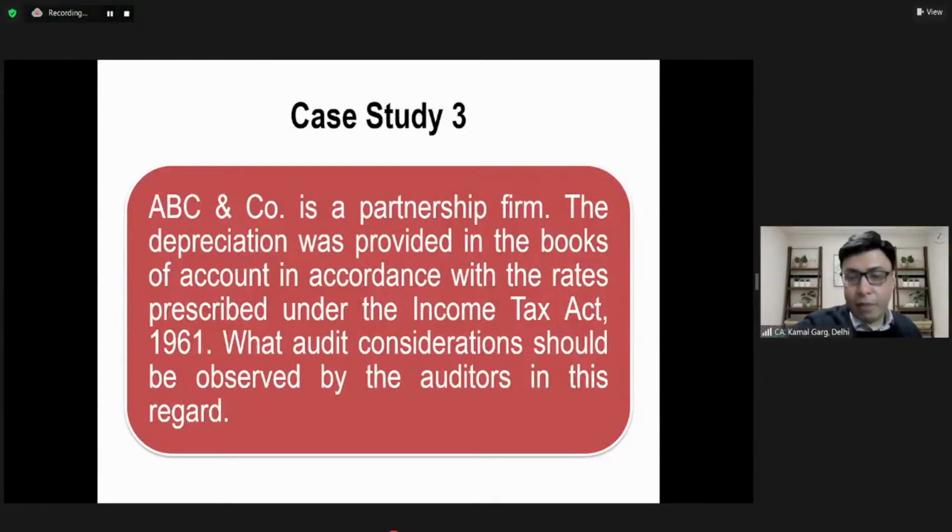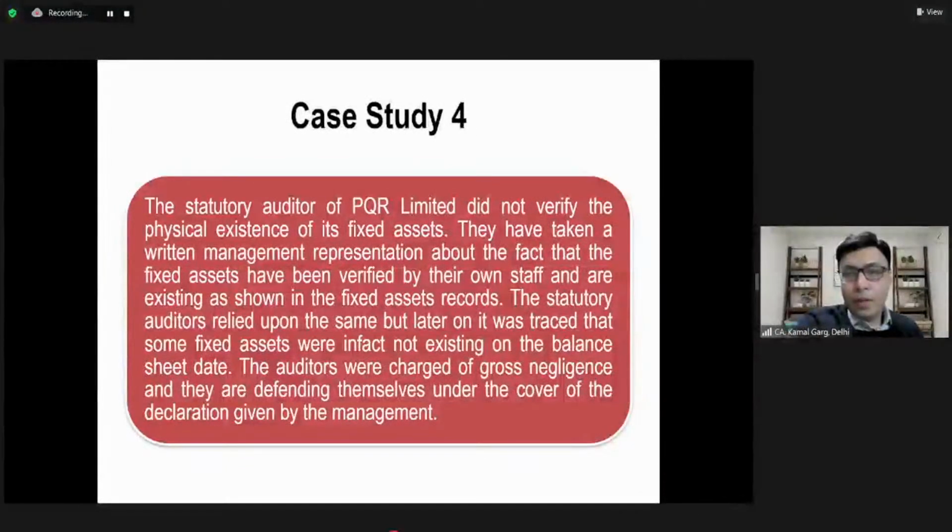Okay. Case study number 4. I believe for this question, you must not commit a mistake because this question was also discussed during the course of my discourse when Vipulji and I were having some discussion. So I read this question now.